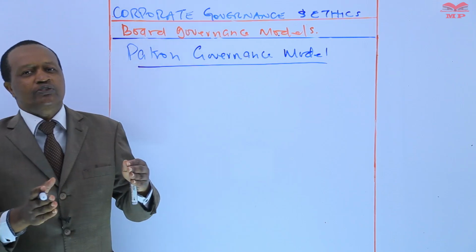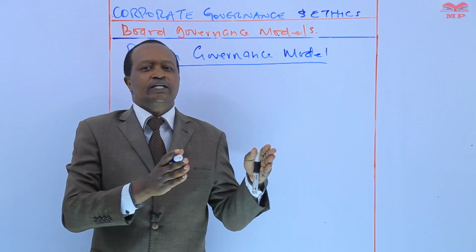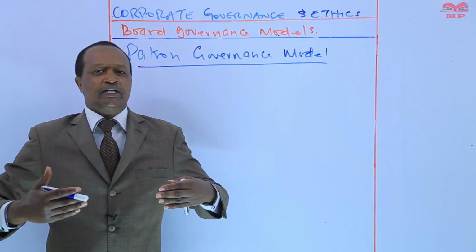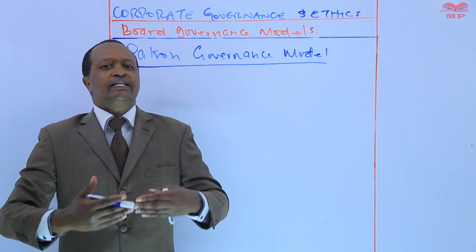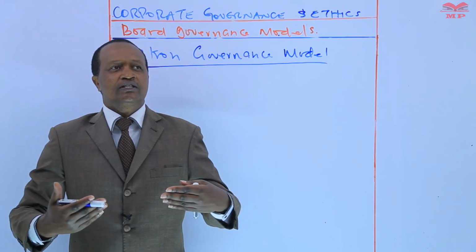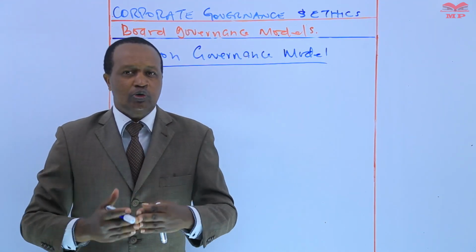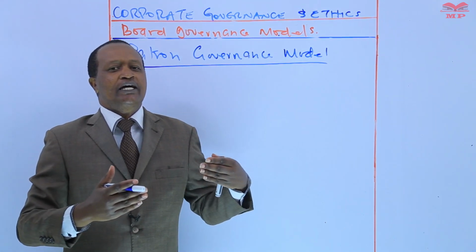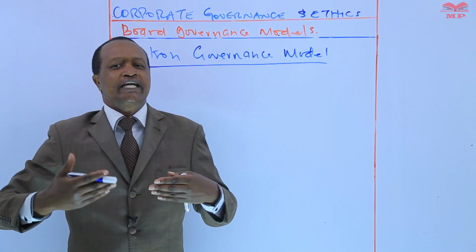So the patron governance model is commonly found in family ownership businesses, where a single family or individual holds a majority stake in the company. In some cases, the patron may be the founder of the company or a senior family member who has taken on a leadership role of the company. In other cases, the patron may be an outsider investor who has acquired a controlling stake in a company.